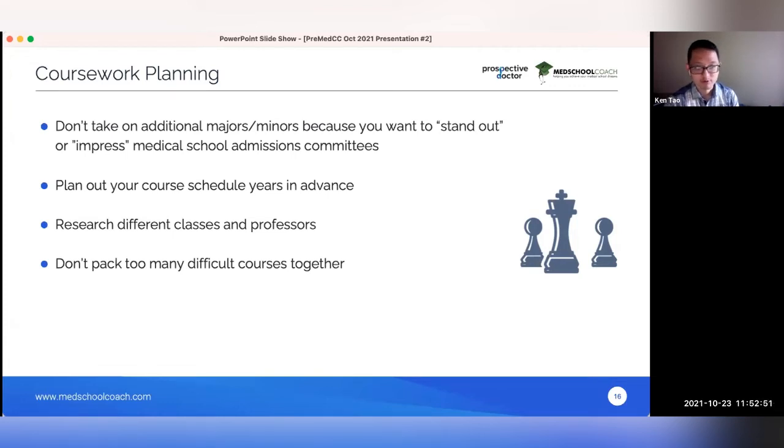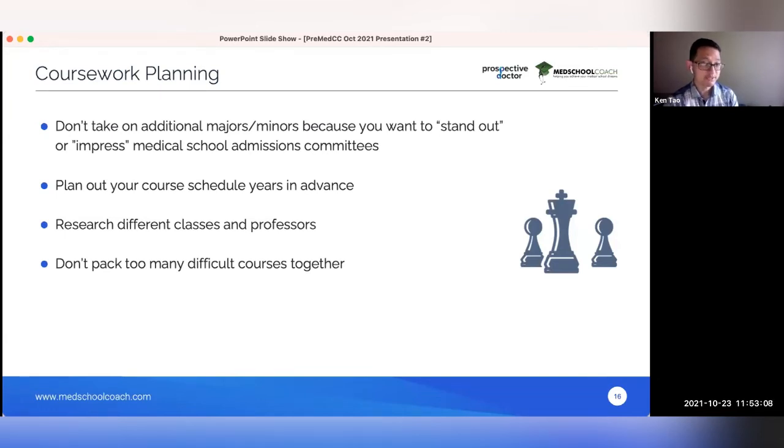If you take on more majors and more minors, it just means you have to take more classes, and taking more classes means it's harder for you to maintain a high GPA. So my recommendation, just stick with a single major. Taking more classes honestly doesn't help you.